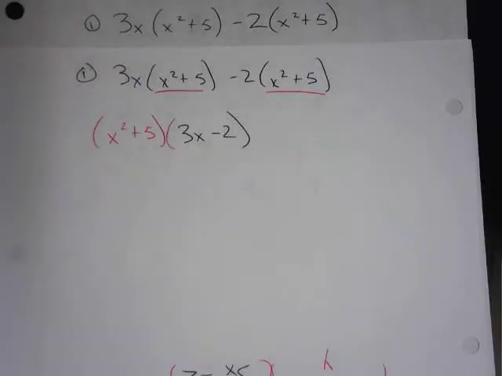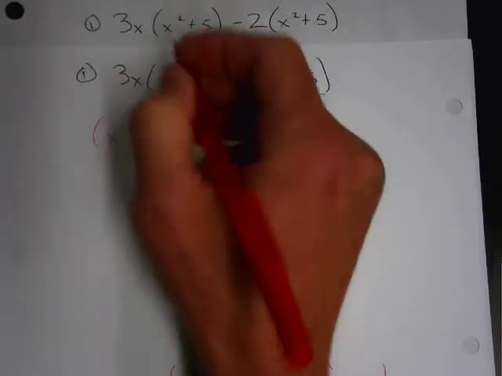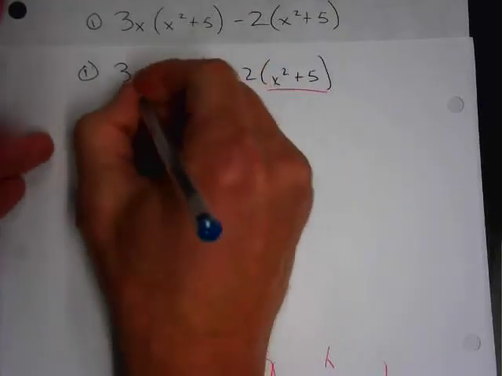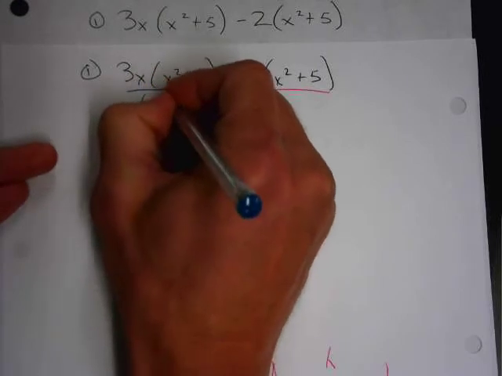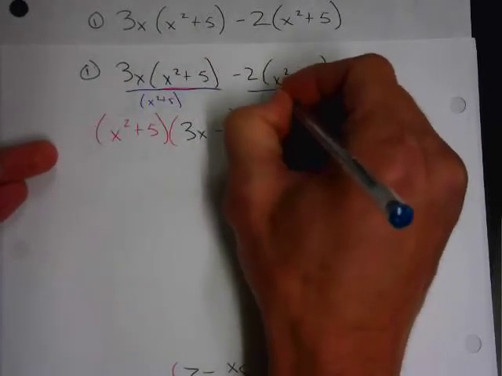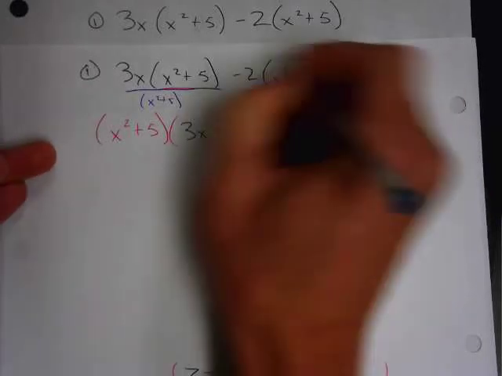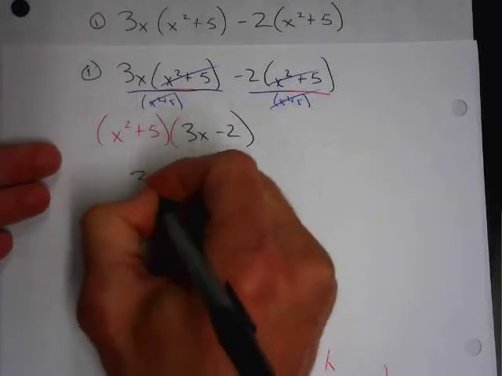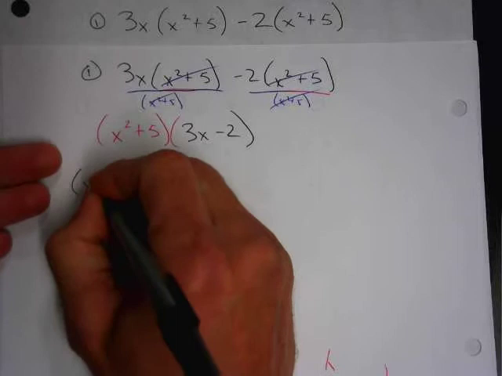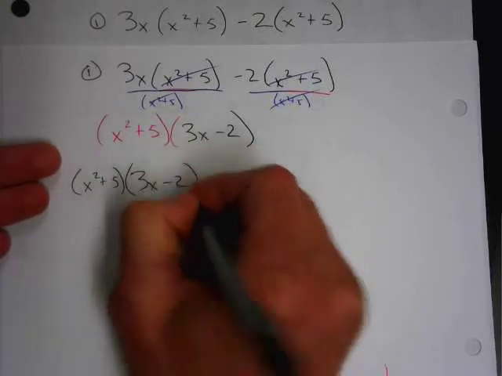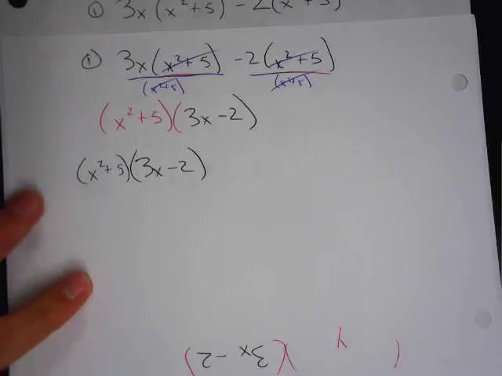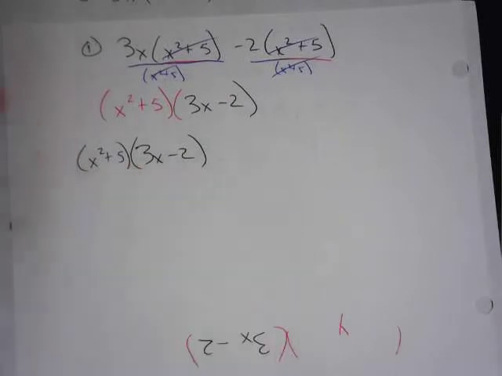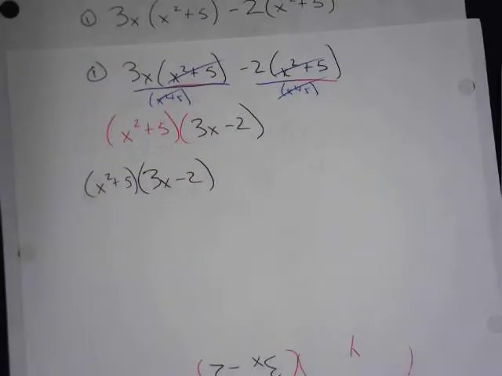So we have divided out the x squared plus 5. Because if we look at the work shown, if we were to divide out x squared plus 5 from each term, we would see that it would cancel, leaving us with 3x minus 2. So the total expression is x squared plus 5 times 3x minus 2. That is how we express problem number 1 as a product. So when we express this as a product of two things, that is just a skill that we can use.